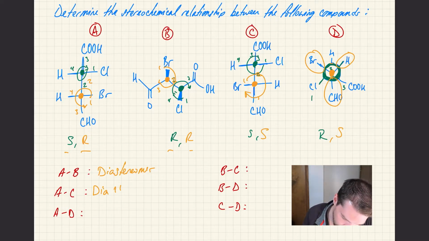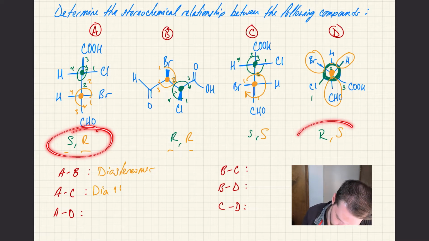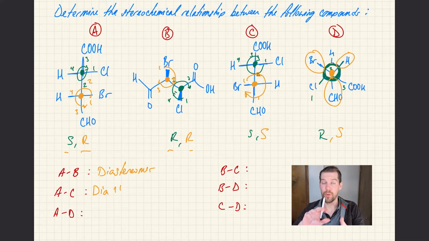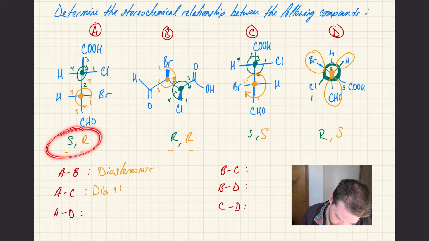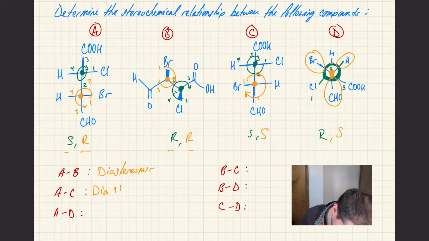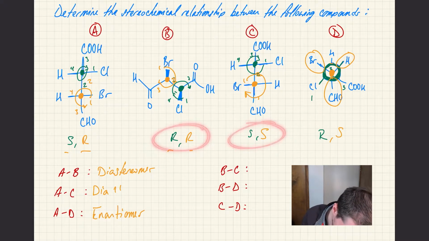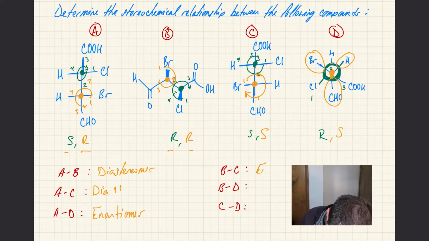Now let's look at A and D. SR, RS. Both chirocarbons flipped their configuration, or all the chirocarbons flipped their configuration. That makes this the mirror image. So SR to RS, that is going to be an enantiomer. Let's see here. BC. So compare RR to SS. That's an easy one. That's another enantiomer.